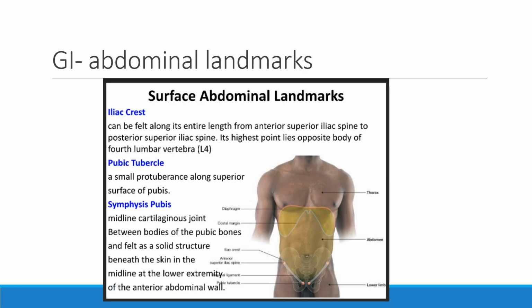So this is a slide showing the surface abdominal landmarks. So you see where the iliac crest, pubic tubercle are, the symphysis pubis. We are below the level of the diaphragm, just to give you an idea of the area that we are going to be talking about during this PowerPoint.